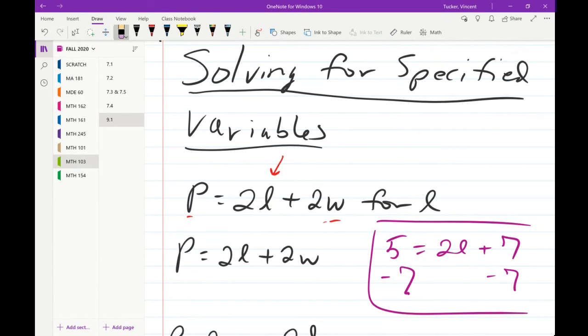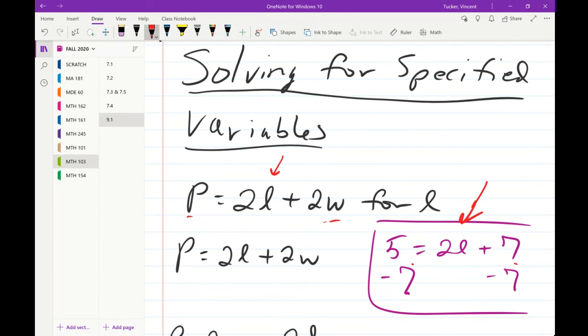The way we solve this is in the same fashion that we would solve it with numbers. These variables represent unknown numbers, so we treat them the same way. If I had 5 equal to 2L plus 7 and I wanted to solve for L, I would subtract 7 from both sides first.